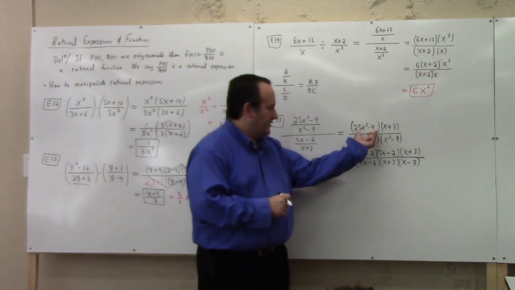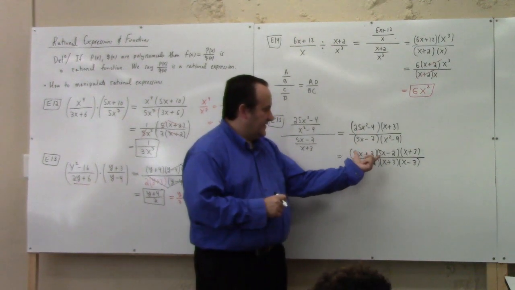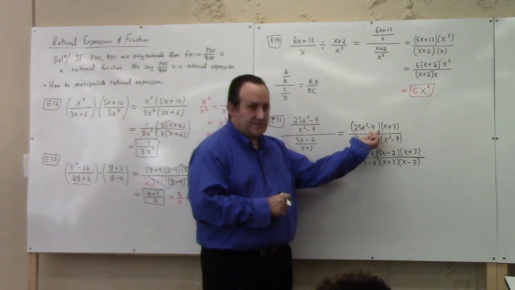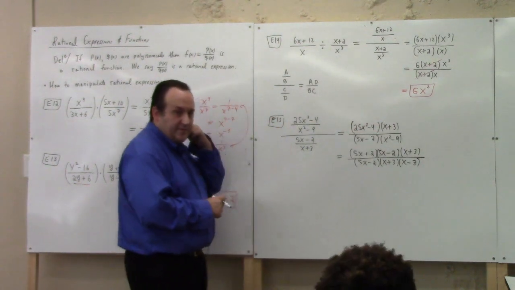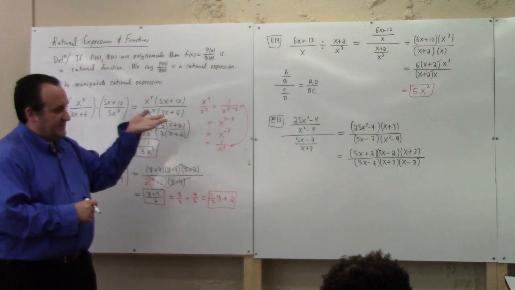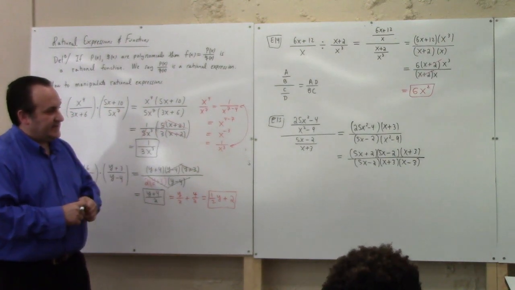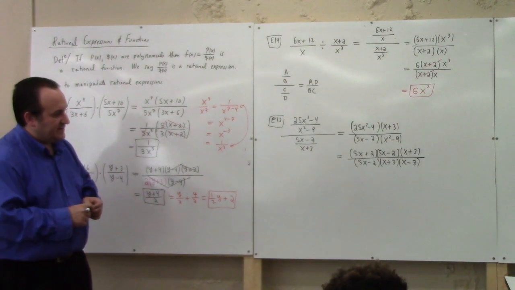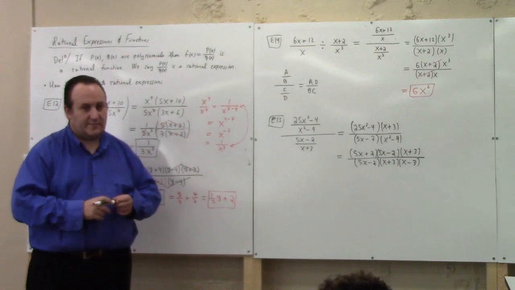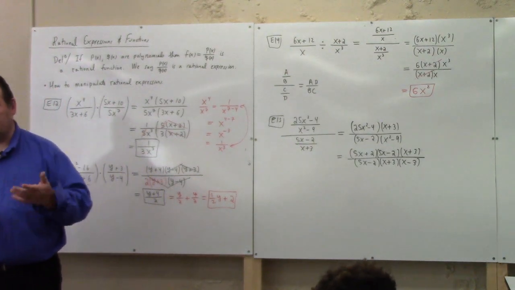The 25x squared minus 4, it's the difference of squares again. It's 5x squared minus 2 squared. That's why I have the 5x plus 2 with 5x minus 2. X plus 3 just rides along. And the x squared minus 9, again, factors into the difference of squares because it's x squared minus 3 squared, which factors into x plus 3, x minus 3.